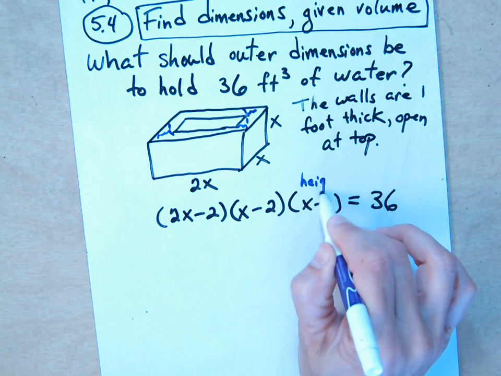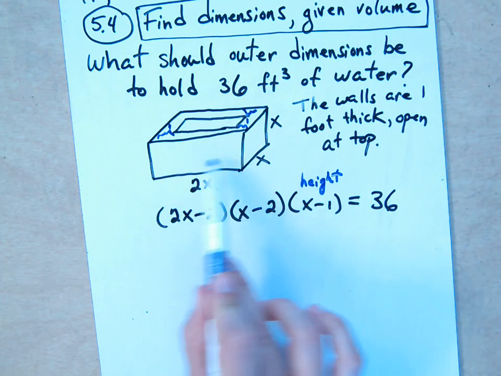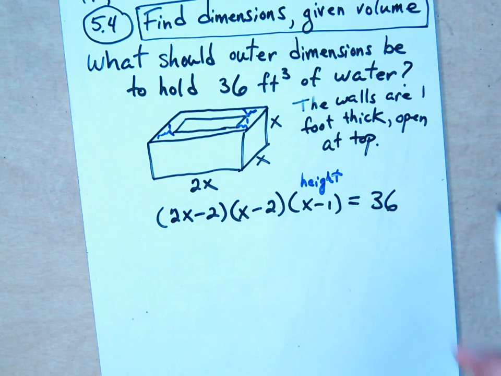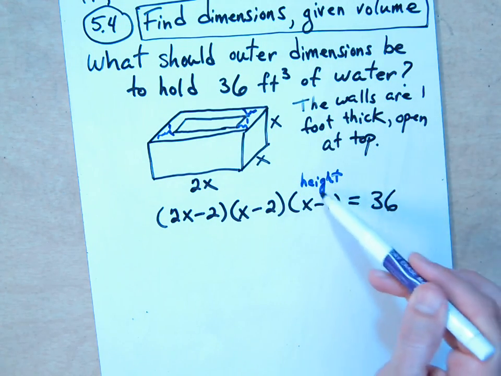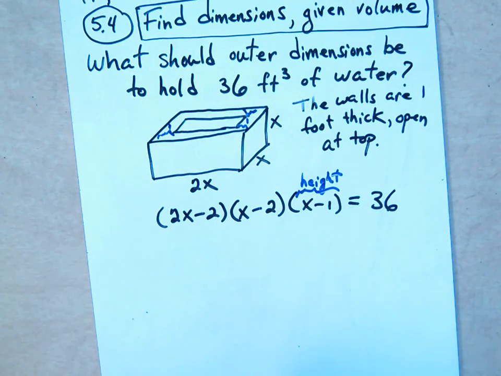So that's x minus 2, and then this is the height right here. And why is the height just x minus 1 instead of x minus 2? Because the thickness of the bottom is just 1. Good, Graciela. Now you're in the video. Because the bottom of it is a foot thick, but the top is open, so you would just use x minus 1 for the height right here. That would be the trick to that.